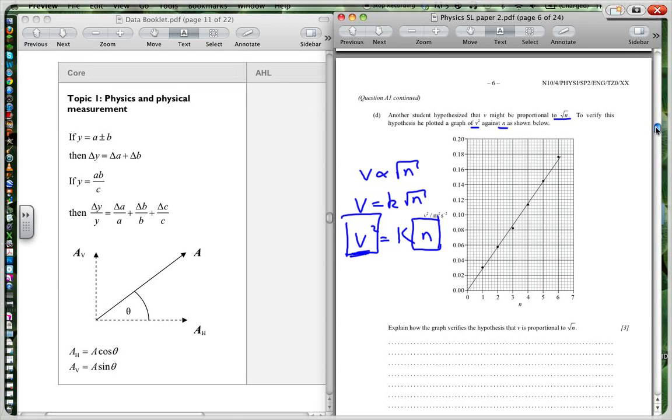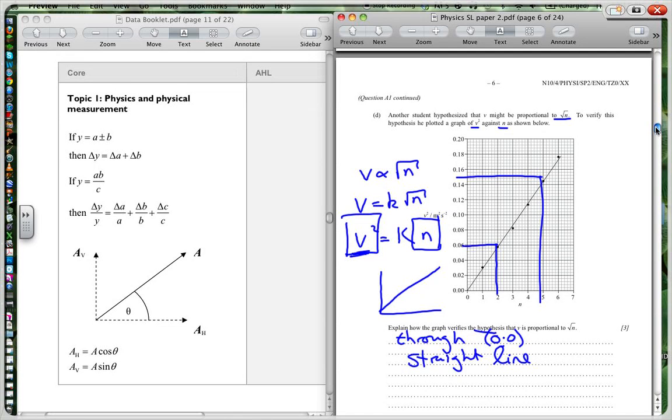So explain how the graph verifies the hypothesis that V is proportional to the square root of N. Well, to get a proportional graph, it always needs to go through the origin and it needs to be a straight line. And this does both. So our graph goes through the origin, through 0, 0, and it's a straight line. And therefore, it is a proportional graph. You could do the same thing as before. If we took that value and we divided them, and we took that value and we divided them, they should always equal this constant value K here.